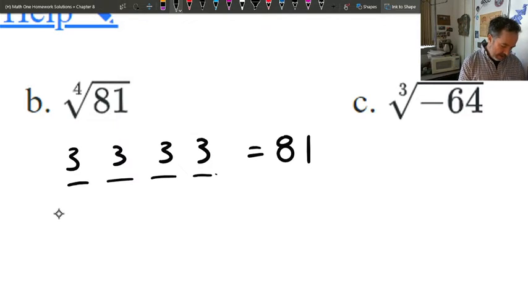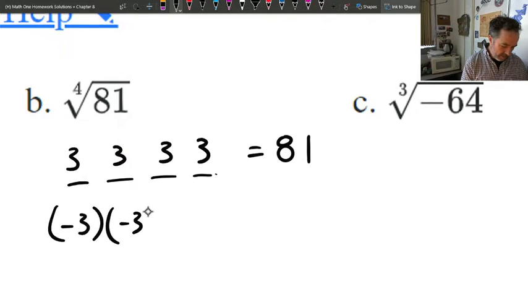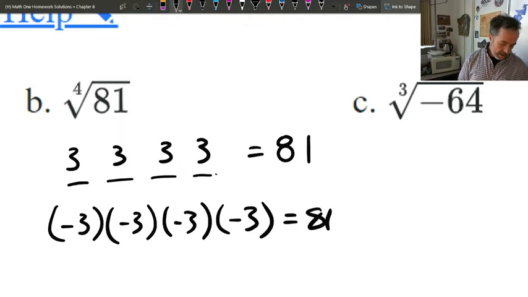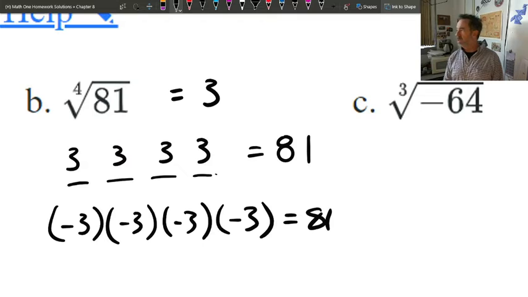Because if I think about a negative 3 times a negative 3, that's positive 9, times a negative 3 is negative 27, times a negative 3 is equal to positive 81. I don't know how we deal with the principal root, but when I see this notation, I'm going to say the answer is 3. The 4th root of 81 is 3.